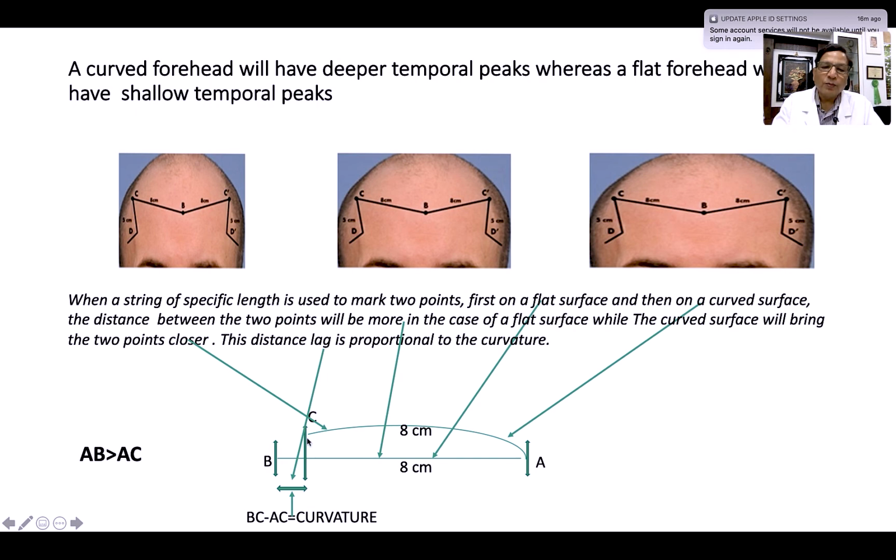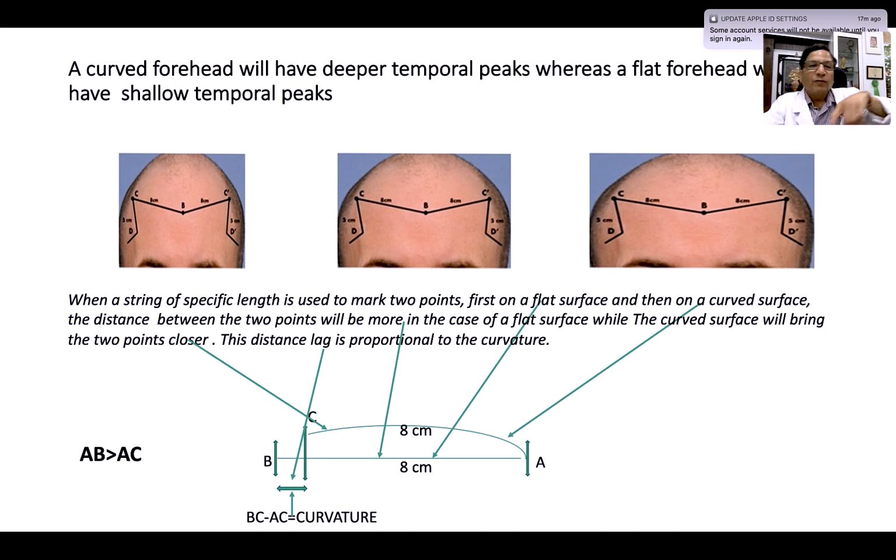But if you take 8 centimeters using a flexible scale or a string, the linear distance between the 2 points, not the curved one, will be shorter. This is the curved distance and this is the linear distance. Supposedly this is the D. If you go around this way it will be 10 centimeters, and if you cross directly from one point to here, it will be 8 centimeters.